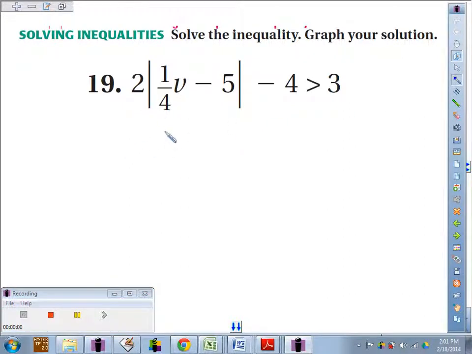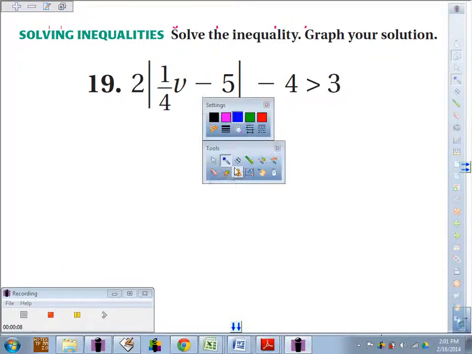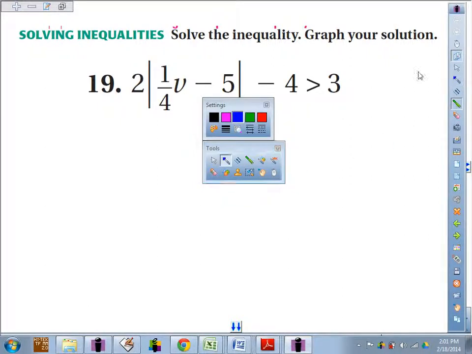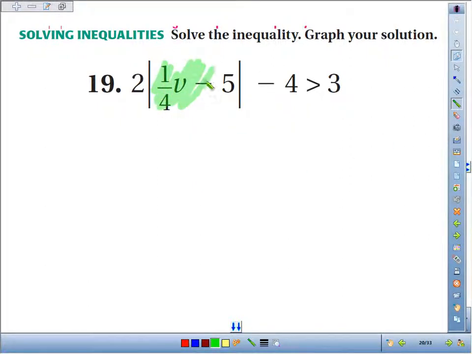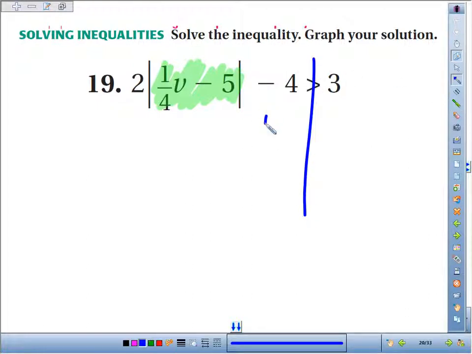Number 19, solve the inequality 2 times the absolute value of 1/4 v minus 5, all minus 4, is greater than 3. Before you can attack the absolute value, you always have to get the absolute value by itself first. So before we start thinking distance from 0, get the green blob by itself. Add the 4 first, peeling away the layers.